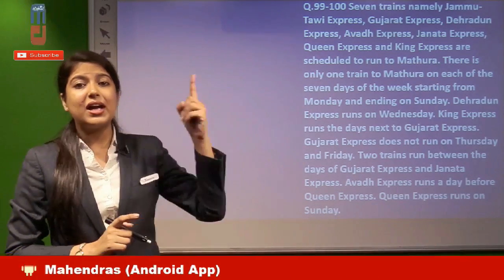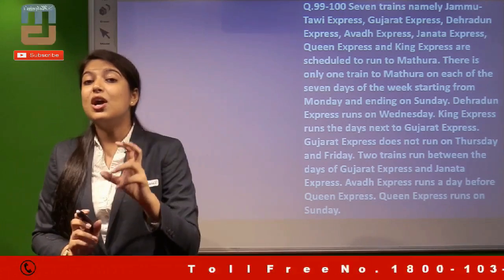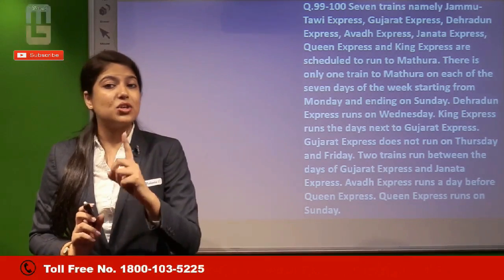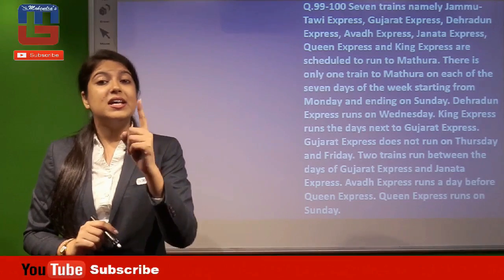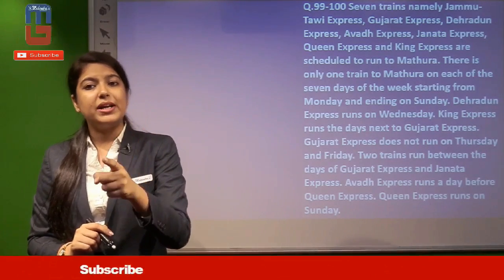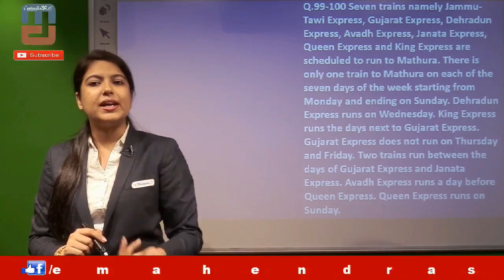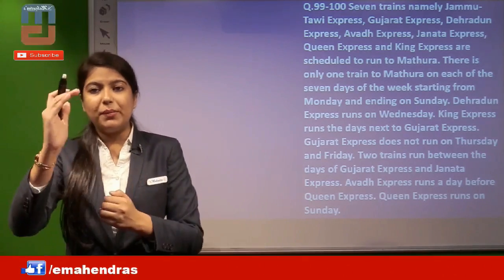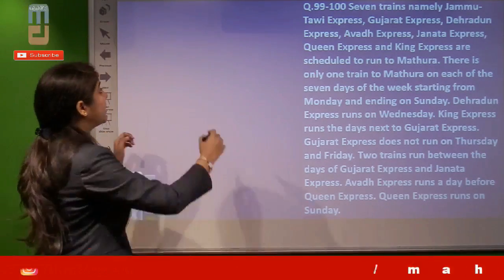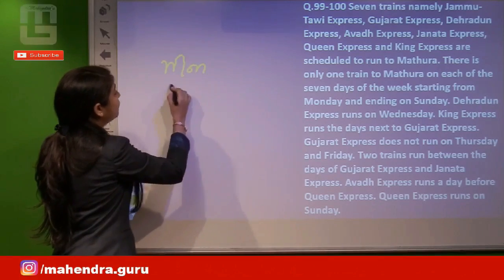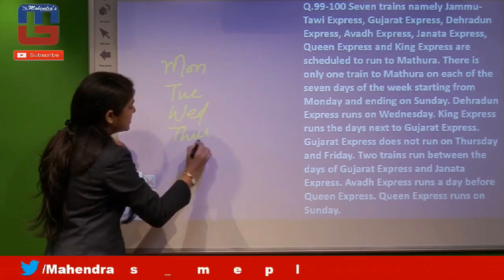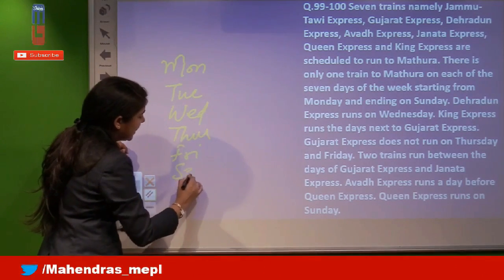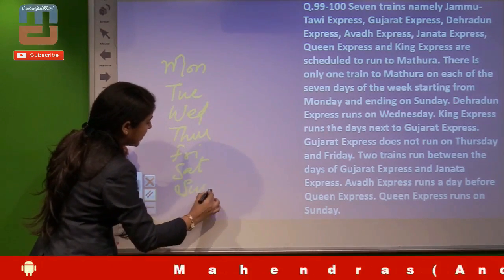Now see, this question says they are starting from Monday, ending on Sunday. Previously, 2 questions back, I took a question where the days were not fixed in the pattern, so it was given as not necessarily in the same order. But here it is saying 7 days of the week starting from Monday and ending on Sunday. So we will take it that way, from Monday to Sunday. The arrangement pattern we will make would be according to the weekdays: Monday, Tuesday, Wednesday, Thursday, Friday, Saturday and lastly Sunday.